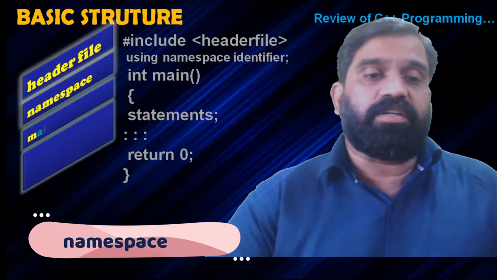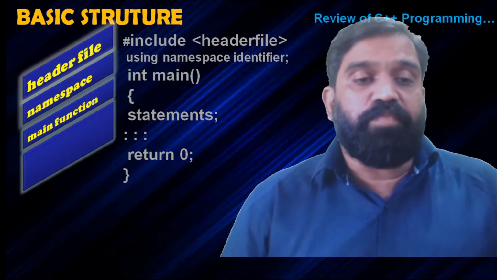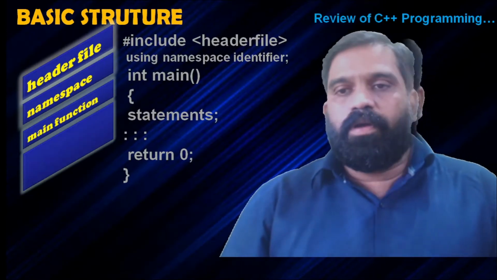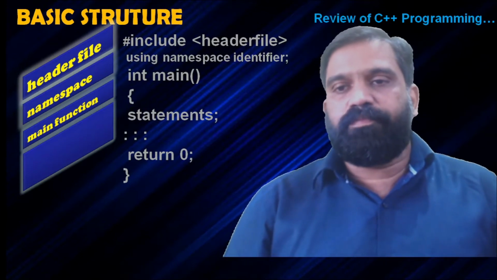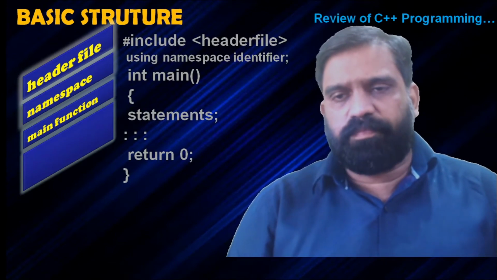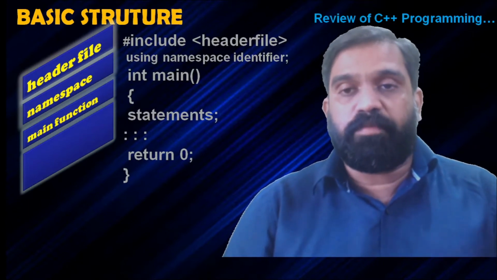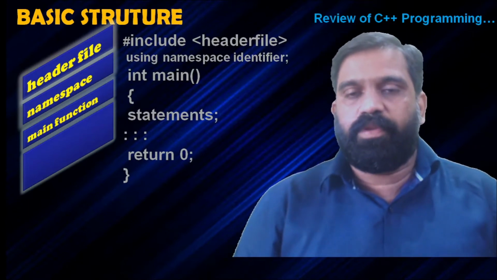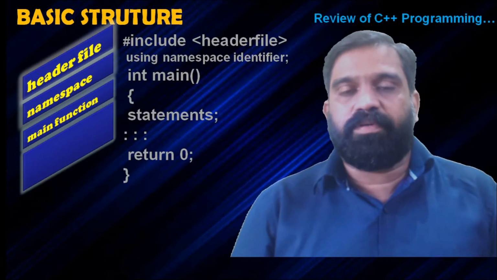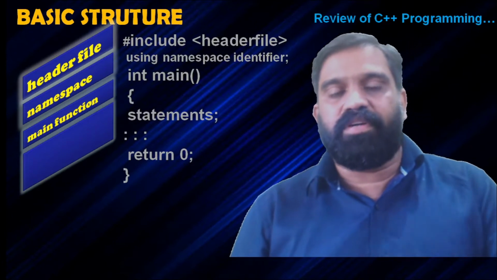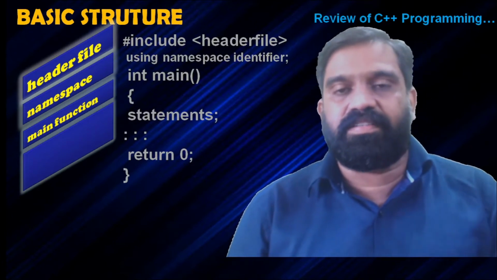Okay, next we come to the main function, which is very important. If you use any function in the program, it should be called or invoked from the main function itself. Usually a data type precedes main. In GCC it is int.